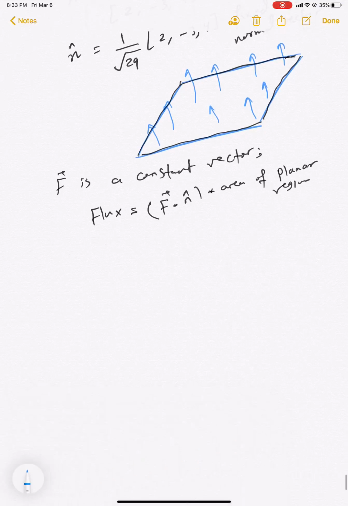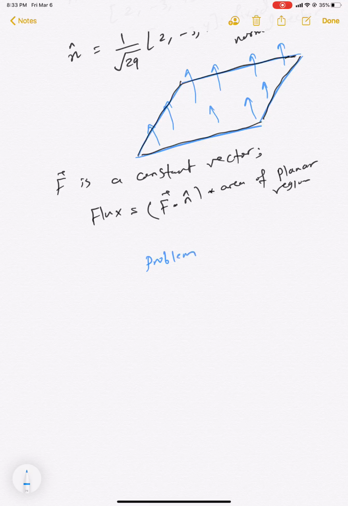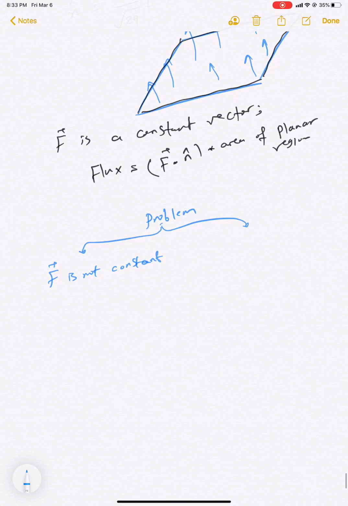This is the definition of a flux. Now, what is our concern? What is our problem? Our problem is two-fold. So we have two parts for the problem. The first thing, what about if F is not constant? So we're saying, okay, you can apply this formula if the force, or in this case we don't call it force, it's a vector field that represents, for example, the velocity of a fluid or a current.